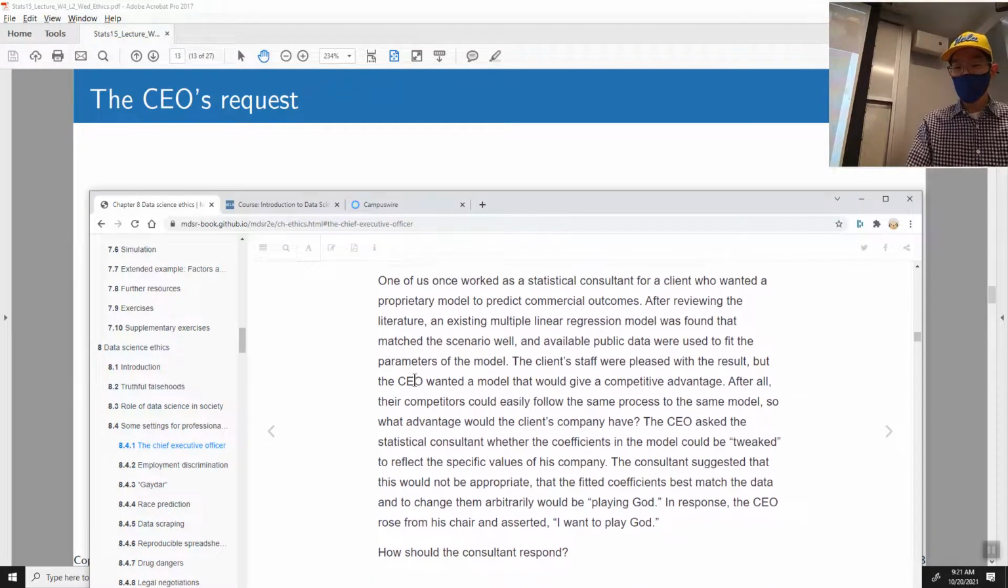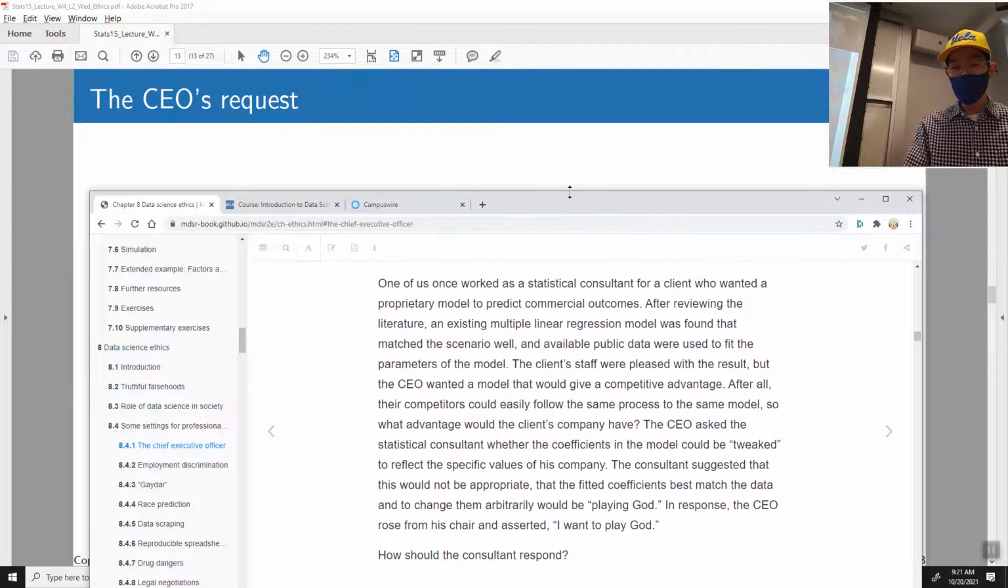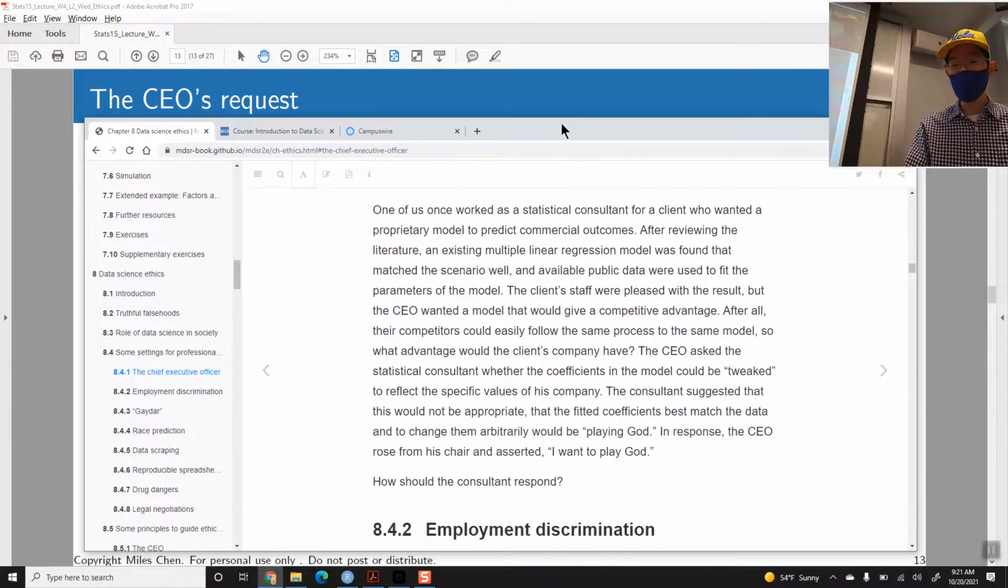One of the authors says they worked as a statistical consultant for a client who wanted a proprietary model to predict commercial outcomes. So basically, they're just trying to predict sales and things like that. After reviewing the literature, they found a regression model that already existed, and it fit the data. Public data was available, and they were able to use that.